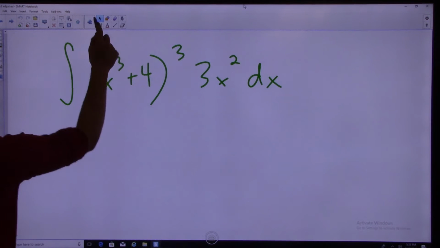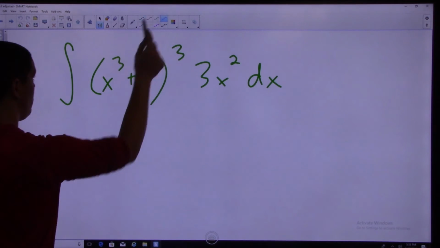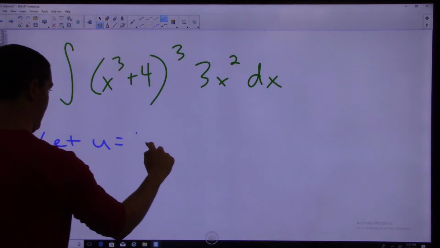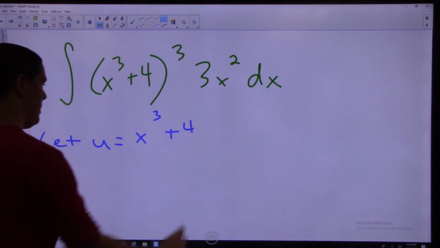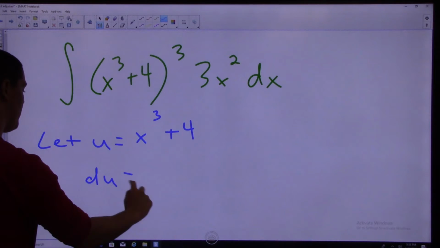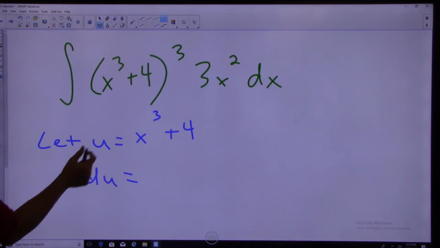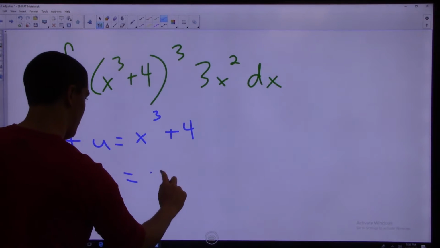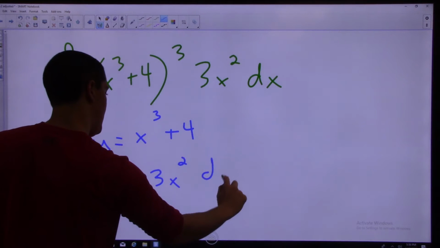So hopefully, when you did this, you let u equal x cubed plus 4. It's going to make things a lot easier if we do it that way. So if u is equal to that, now hopefully you've got the hang of this so far. I would take the derivative of both sides, but what I'm doing is taking the derivative of both sides and multiplying by dx at the same time. So this is going to be 3x squared dx.